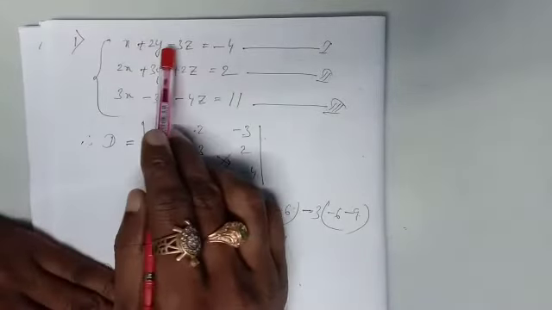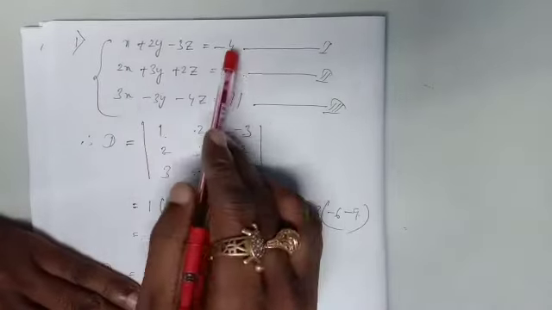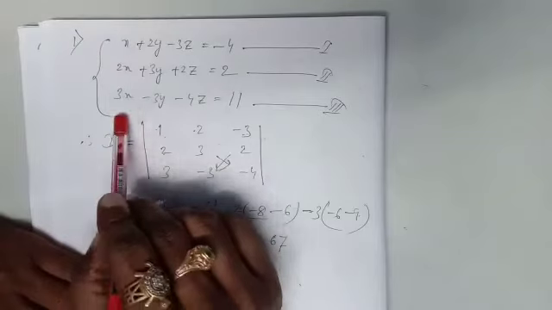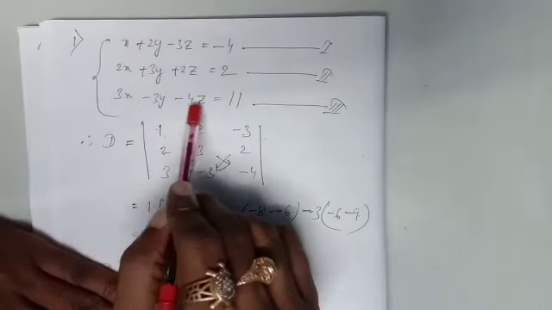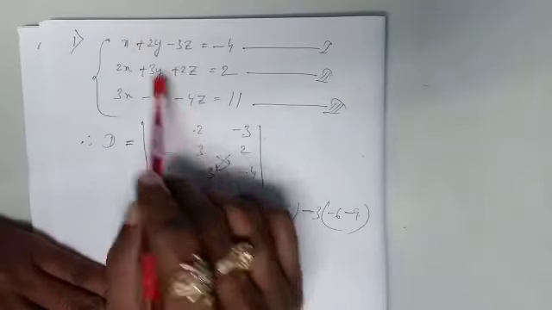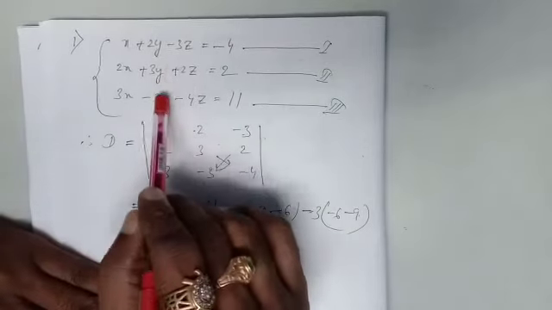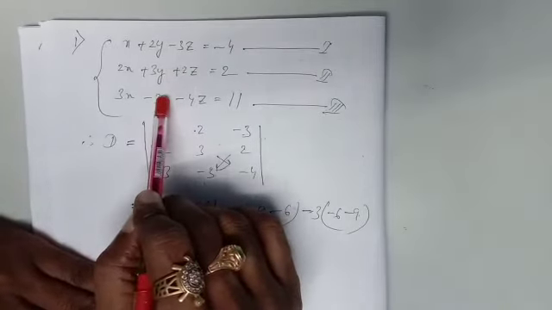x plus 2y minus 3z equal to minus 4. Second equation, 2x plus 3y plus 2z equal to 2. Third equation, that is 3x minus 3y minus 4z equal to 11. Three equations, three unknown quantities x, y, z. You have to solve for x, y, z with the help of Cramer's rule, one of the applications of determinants.